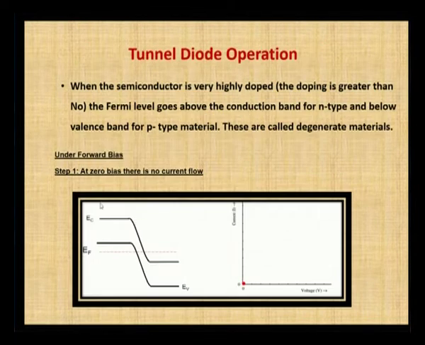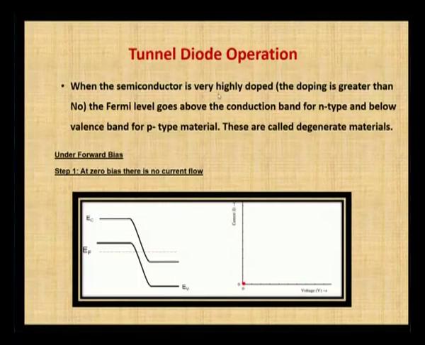Next we move on to tunnel diode operation. Let us see what happens in different bias modes. Under forward bias, first we consider step 1: at 0 bias there is no current flow. We discussed a normal p-n junction. At 0 bias there will be no current flow, because the electrons won't move from the conduction band to the valence band. So there will be no conduction of current.